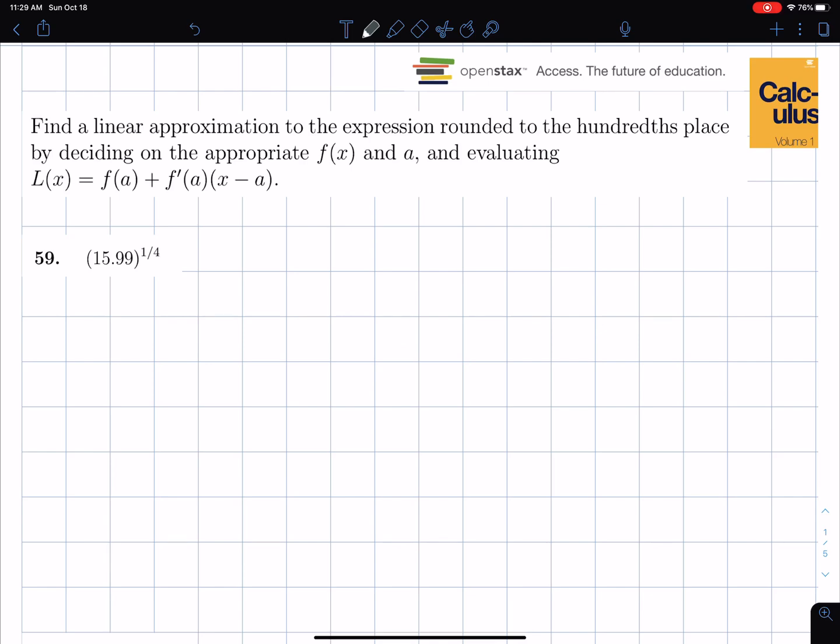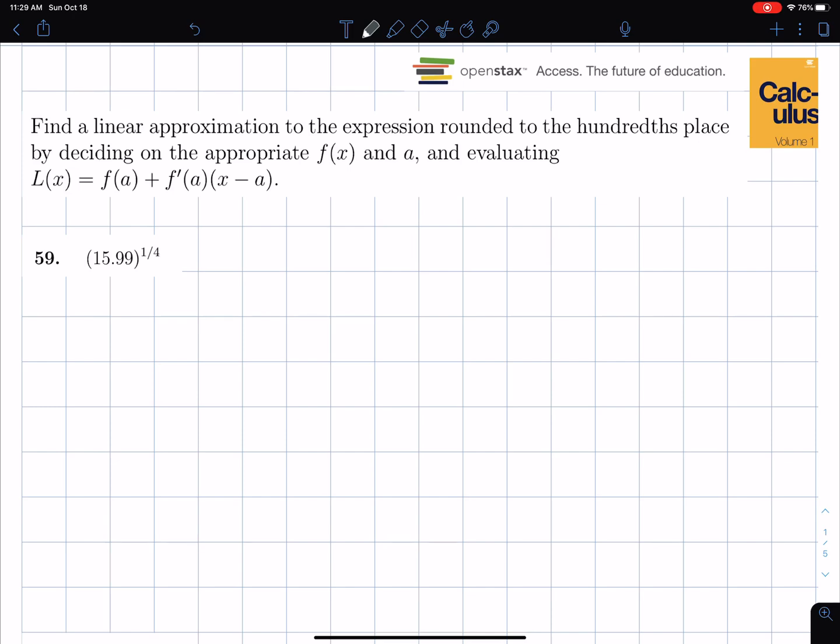What we're going to do is we're asked to find a linear approximation to the expression rounded to the hundredths place, by deciding on the appropriate f of x and a and evaluating the linearization L of x equals f of a plus f prime of a times x minus a. All right, now the thing is that we're going to use a linear approximation to find 15.99 to the 1/4 power.